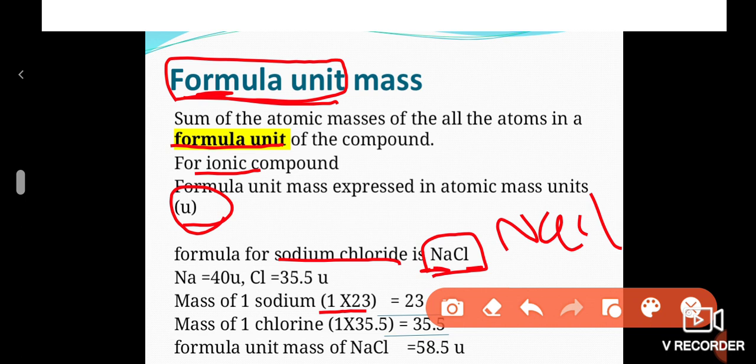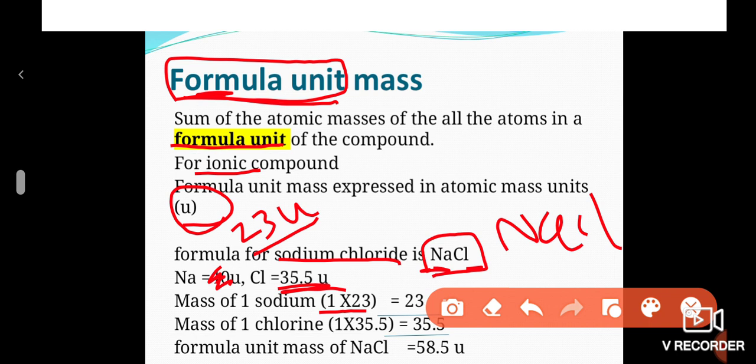Here also there is one mistake. Here the sodium is not 40 U. The mass of sodium is 23. Sorry, it's my mistake. The mass of sodium is 23 U. Okay. The chlorine is correct. So the mass of 1 sodium is equal to 1 into 23, which is 23. Mass of 1 chlorine, you know that 35.5. So 1 into 35.5 is equal to 35.5.